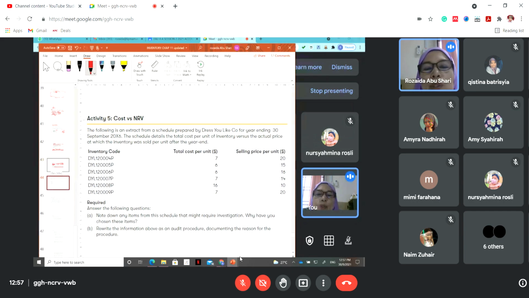So this is how you compare the cost and NRV. This is the total cost. This is the selling price. Then answer the following question. Note down any item from the schedule that might require investigation. So which one requires investigation? Quote 1, 2, 3, 4, 5, 6. Quickly class, determine one item.